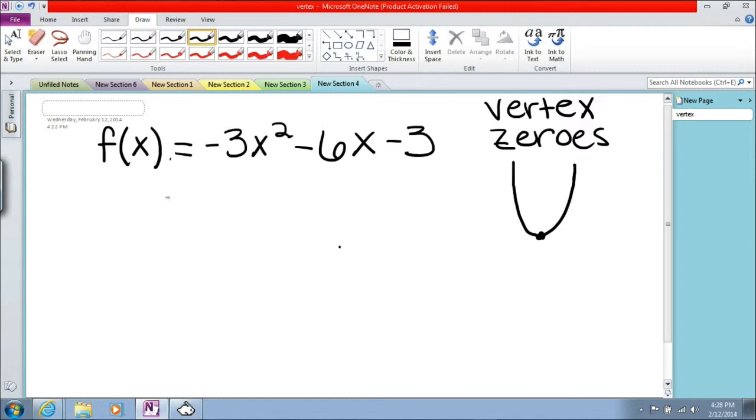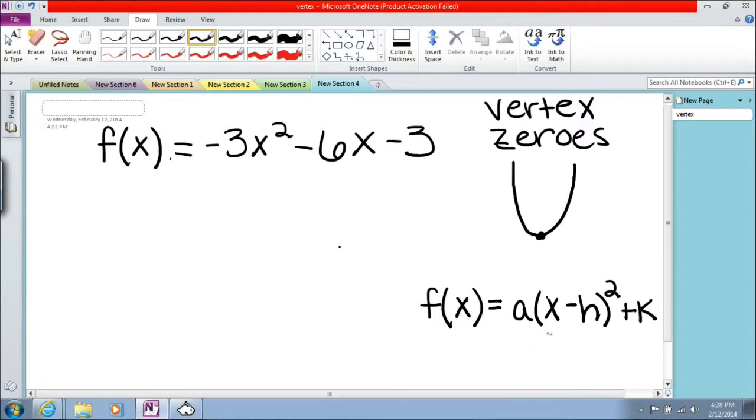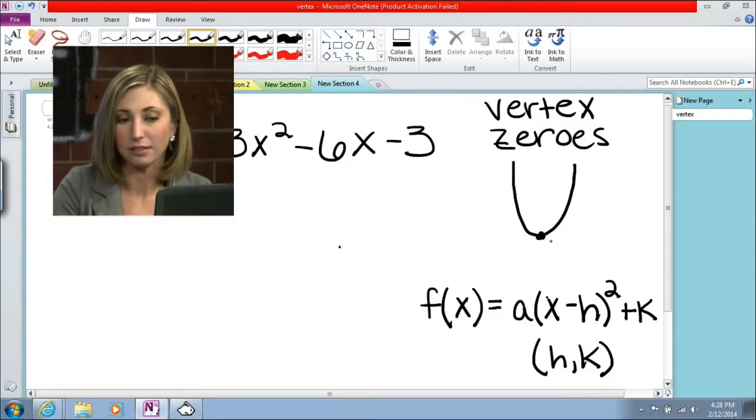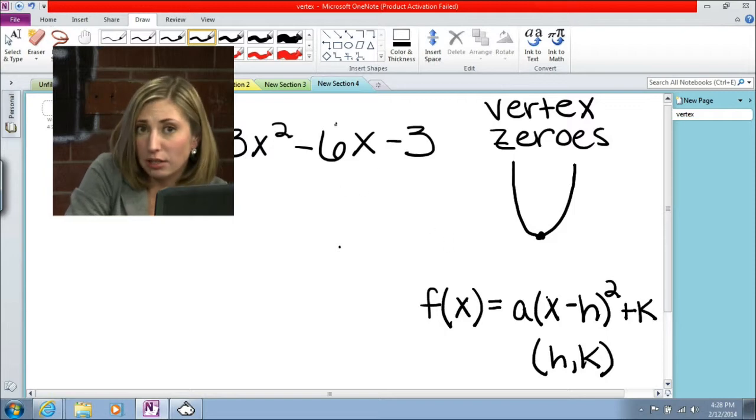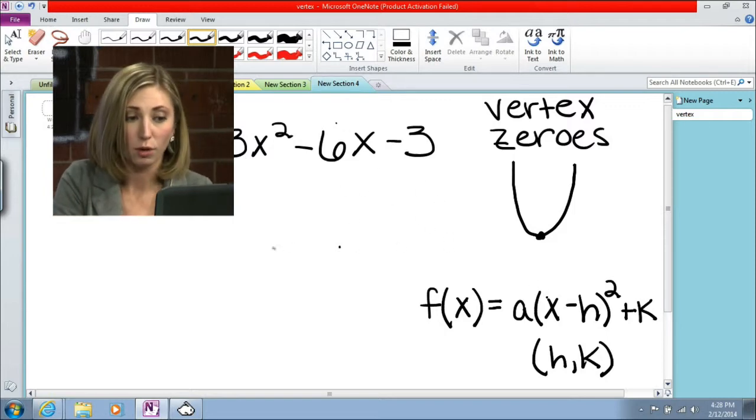parabola. Now, to find the vertex, there's something called vertex form. So it's really helpful for us to have the equation in what's called vertex form. And vertex form, and I'm putting this on the bottom right of the screen, looks like this. So a times x minus h to the second power plus k. And our vertex is always this point, h, k. And so if we can get our equation in this form, we can very easily see where our vertex is. So what we're going to do is get this equation in vertex form in order to find our vertex.